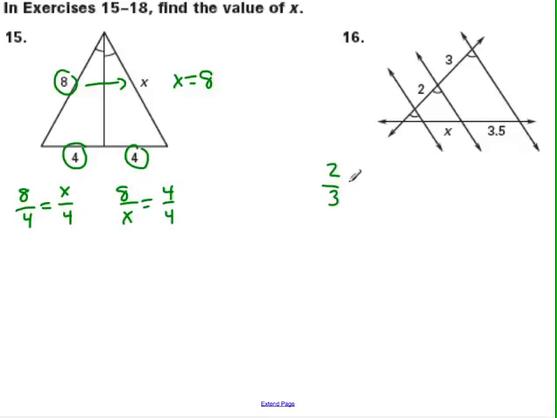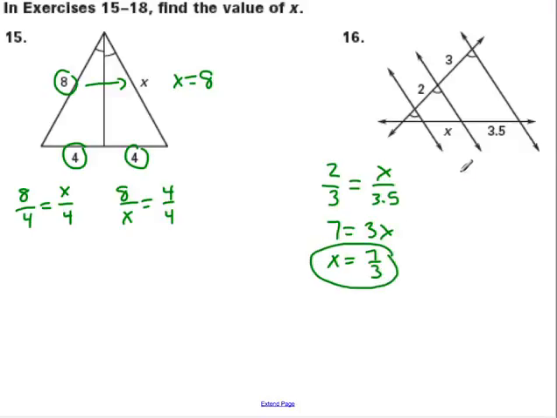Over here, I'll set this up. I'll say 2 over 3 equals x over 3.5. I think that's a pretty straightforward way to do this. That'd be 7 equals 3x. Divide both sides by 3 and x equals 7/3. That'll be our answer. Another way you could set this up is you could say 2 over 5. So 2 over the entire length would equal x over x plus 3.5.